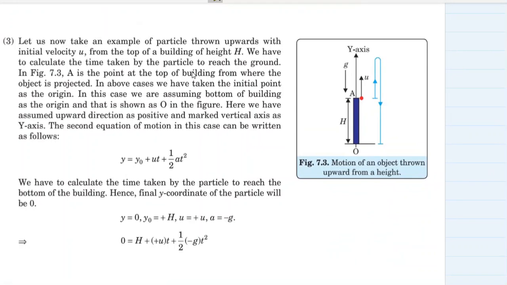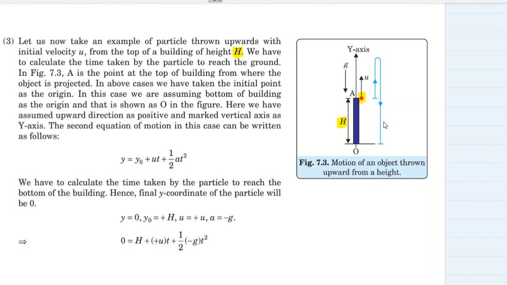So what is this situation? See, suppose a particle is thrown upward with initial velocity u from the top of a building of height h. Suppose the particle is at this red point, and this particle is at height h from the ground level. Now the particle is thrown up from this height, vertically up. So what will happen? It will go to a certain height and then it will fall back to the ground. So this is the scenario.